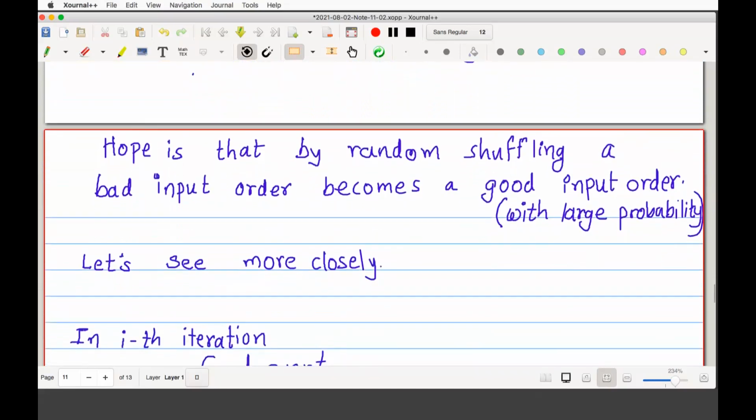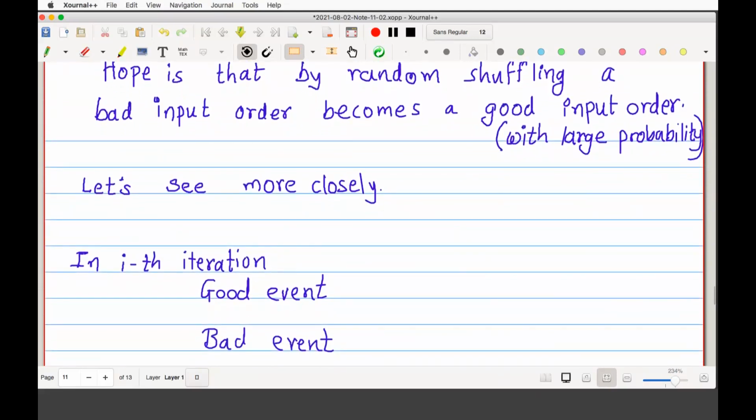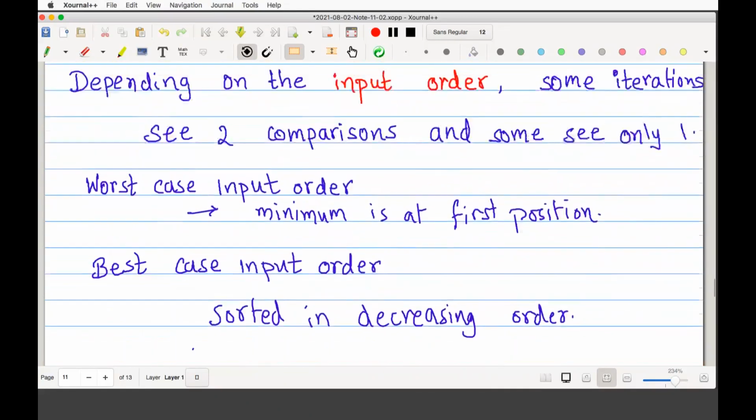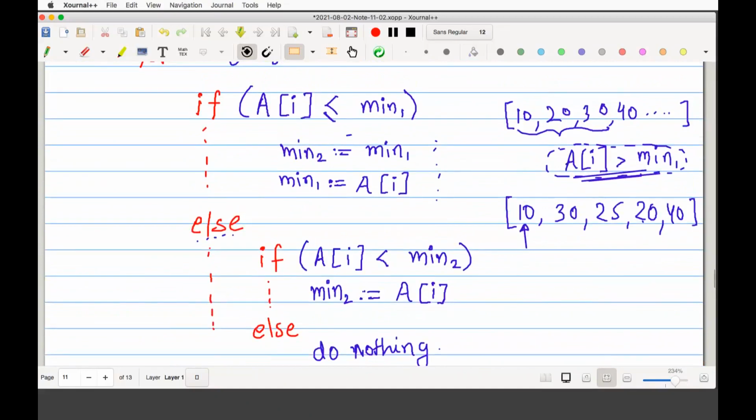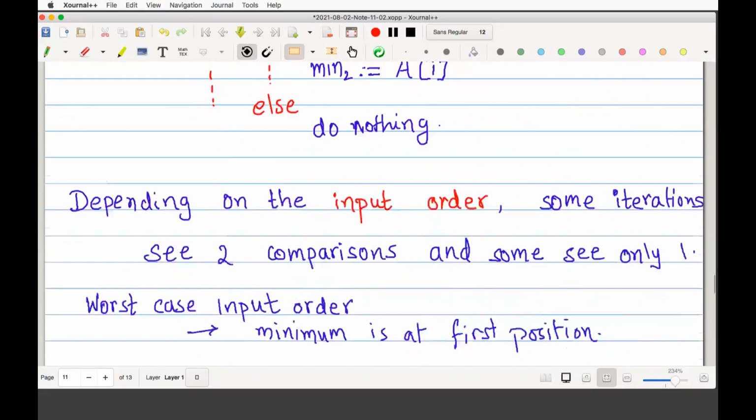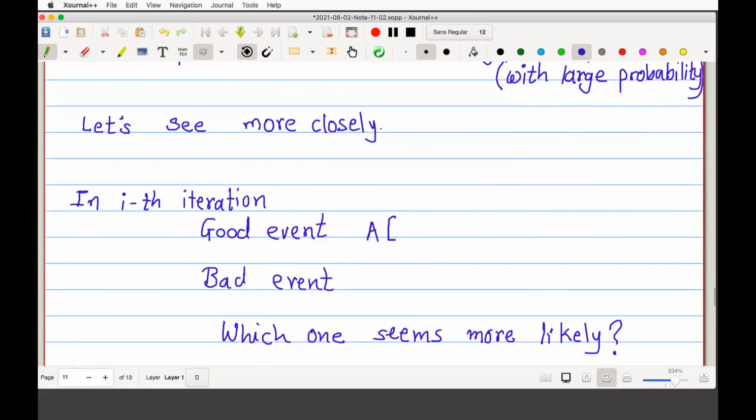So let's focus on the ith iteration. As we already discussed, in the ith iteration, the good event is when A_i is less than or equal to the current minimum, and the bad event is when A_i is actually greater than the current minimum, right? Because then you see two comparisons. So let's write it. Good event is when A_i is less than or equal to current min, and bad event is the other case.